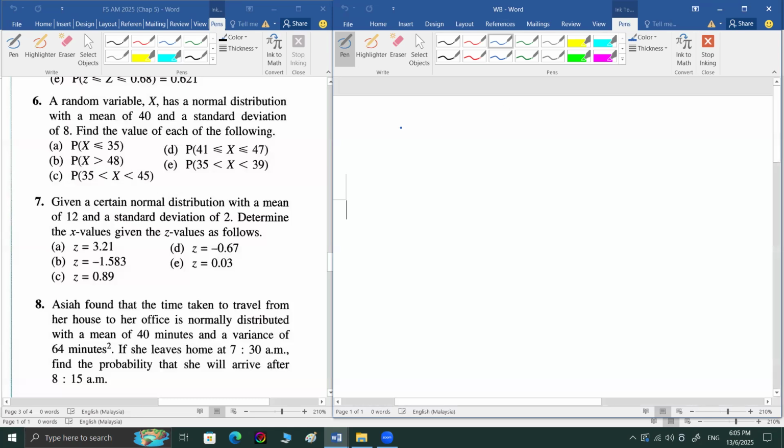The formula to get Z, this one I also explained last week: Z is X minus mean per standard deviation. This is the formula to change to Z. So if X is given, it is a must for you to change it to Z before you find the value. Okay, listen to me. First of all, when you see X that is given, X smaller or equal to 35, you change it to Z.